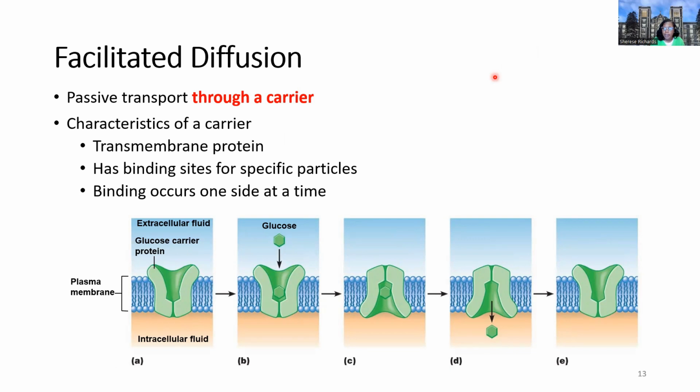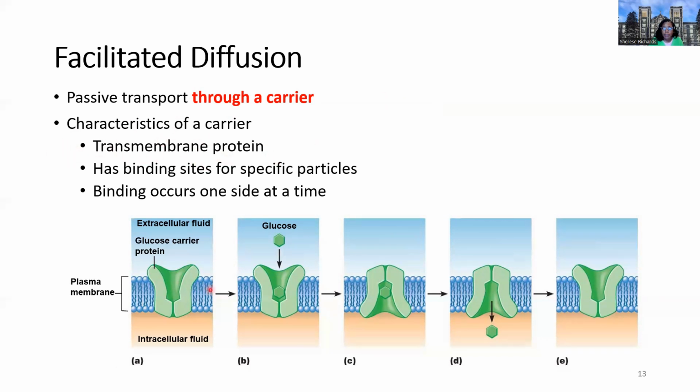While it's not simple in that it's not going directly through the membrane, it's still passive. It's still downhill, it's still spontaneous, and it's still going to be releasing energy rather than requiring energy. The difference here is that it's going to require some type of help for these particles to get through the membrane. This is going to happen through a carrier as we think about facilitated diffusion. The carrier is usually a transmembrane protein.